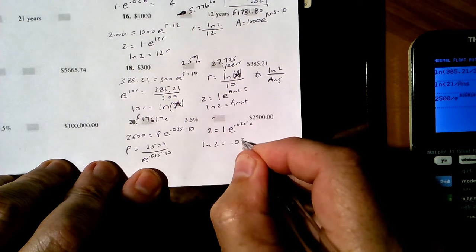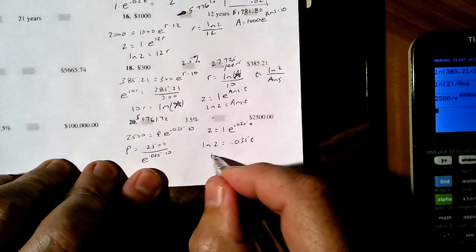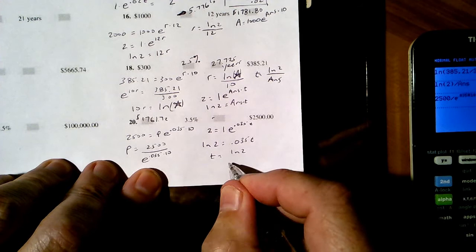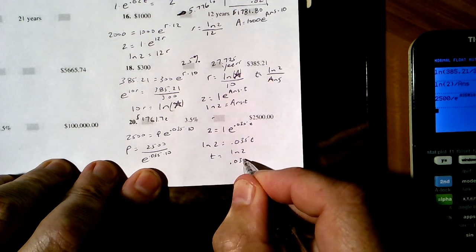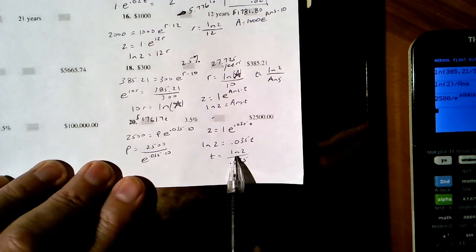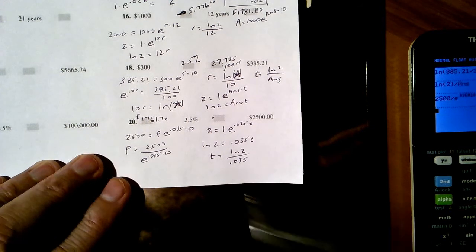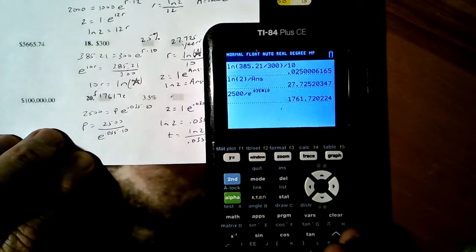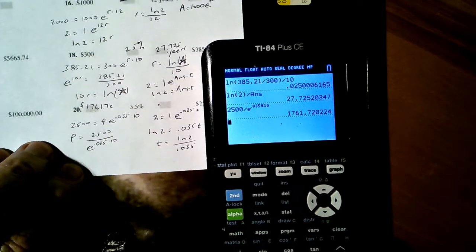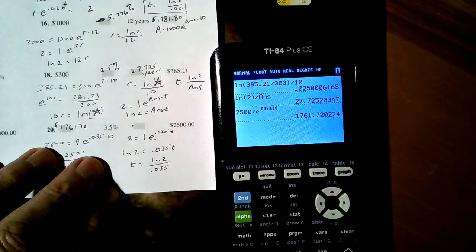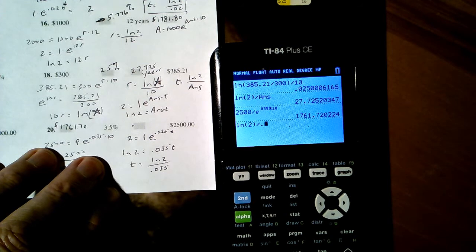ln2 is 0.035t. t was ln2. I have to divide away 0.035. Make sure you don't turn that into ln of 2 divided by this. It's ln of 2, all of it divided by. When in doubt, set it up as a fraction, but I think we can get by without that here. Let's see. ln2, close that parenthesis, divided by 0.035. We got 19.804 years.